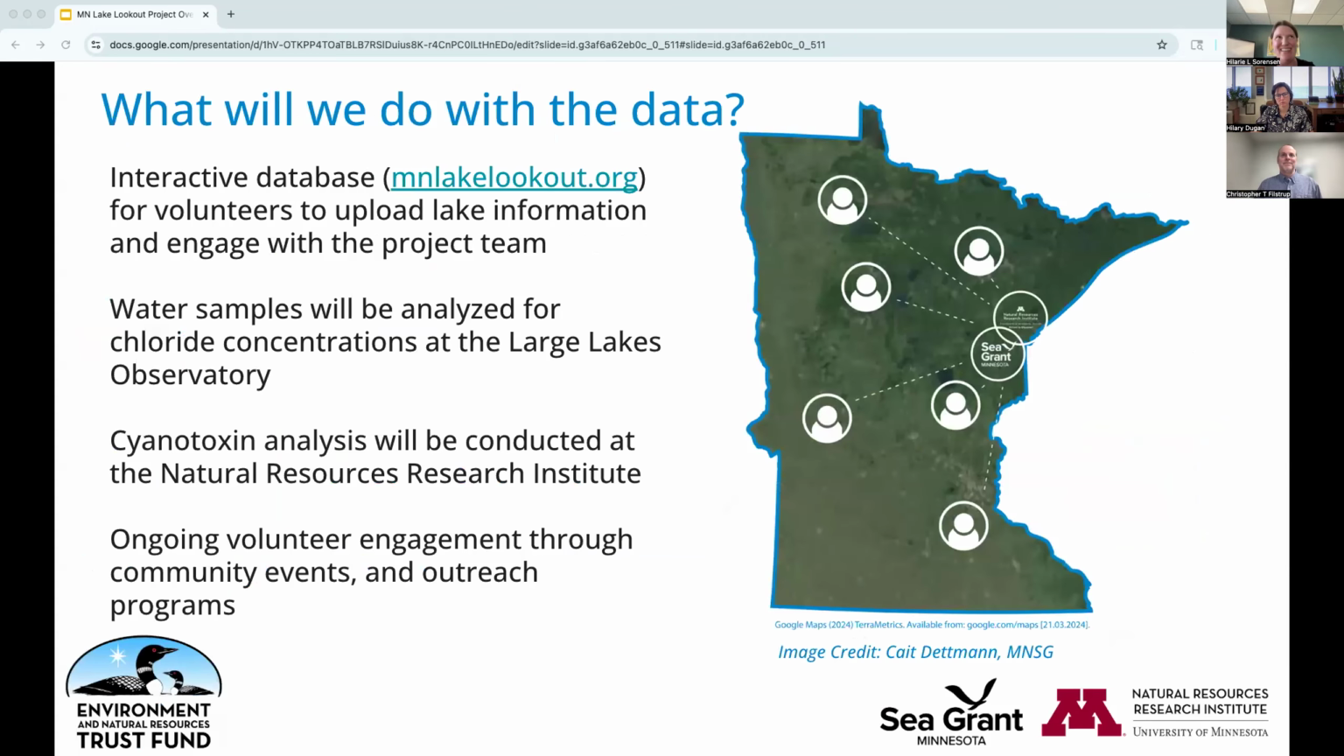And then what will we do with the data? So we have built an interactive database for volunteers to be able to access training materials, data sheets, protocols, and upload their lake data.